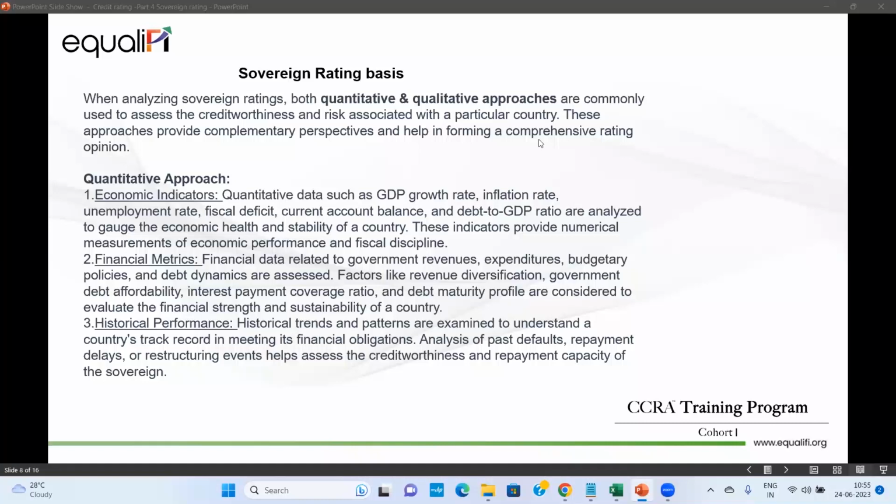Next one is financial metrics. Financial data related to government revenues, how much revenue the government is earning in terms of tax. So why is there a push for tax all of a sudden? The moment Modi came in 2014, he has been pushing for tax, GST, everything, because it increases the government revenues. Next is expenditures. At a point of time, you cannot have control on the expenditure, but definitely you can take tax to increase your revenue.